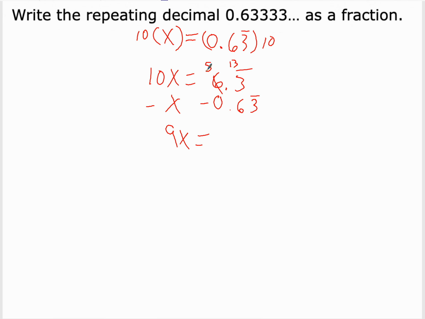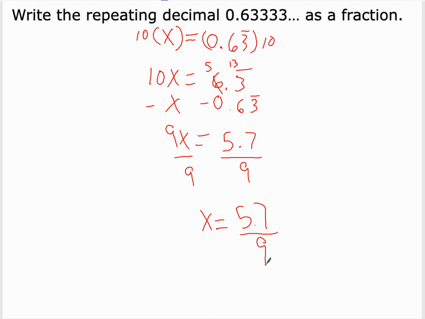So 13 minus 6 is 7, and 5 minus 0 is 5. So 9x equals 5.7. Now what? Divide by 9. So x equals 5.7 over 9, but we can't do that. We can't have a decimal in a fraction. So how do you change it?